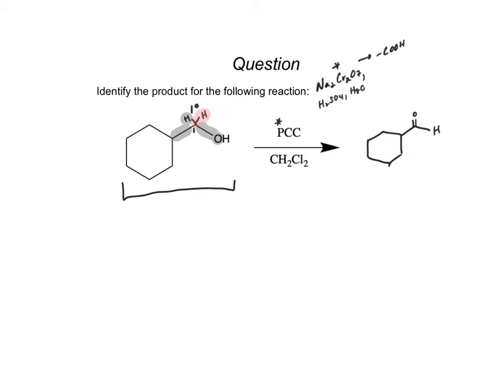All right, so that's it. So the final product here is the aldehyde, and you just have to recognize the fact that PCC is not as strong of an oxidizing agent as chromic acid, and that it's only going to produce an aldehyde from a primary alcohol.